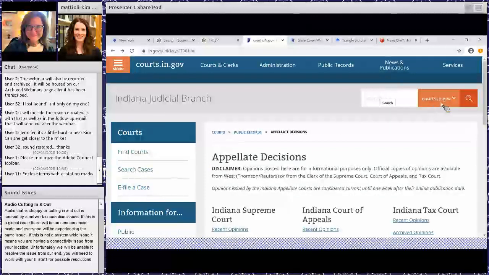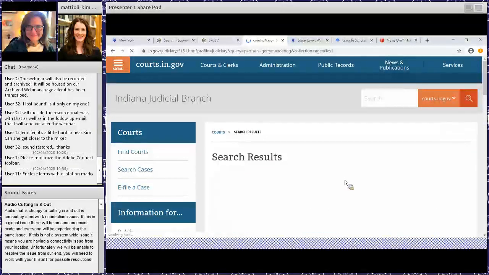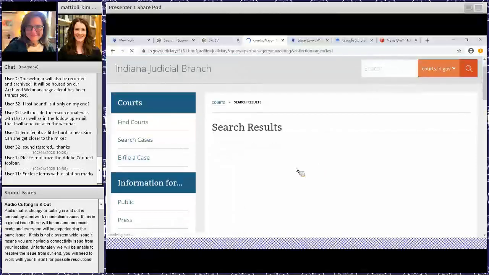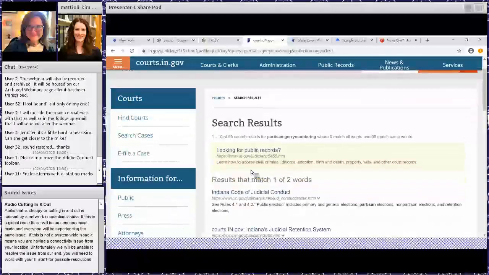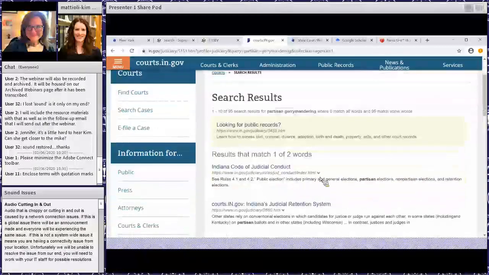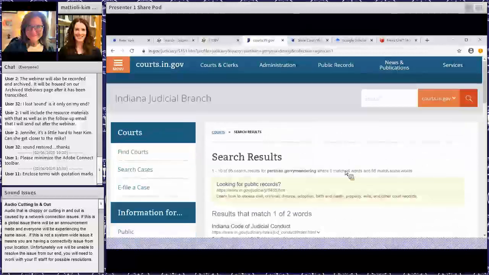Instead, I tried to do a search from up here where it just says search courts.in.gov. I tried to do a search for partisan gerrymandering to keep with the same example, but it did not actually bring up any cases. I think it brought up other stuff. Although now this isn't working either. So I think I'm having it, there we go. So it brought up things from different codes. There might be some relevant information in there, but I didn't actually see any cases on partisan gerrymandering in Indiana. But I looked up something else to see if I could find cases that way, and it did actually work.